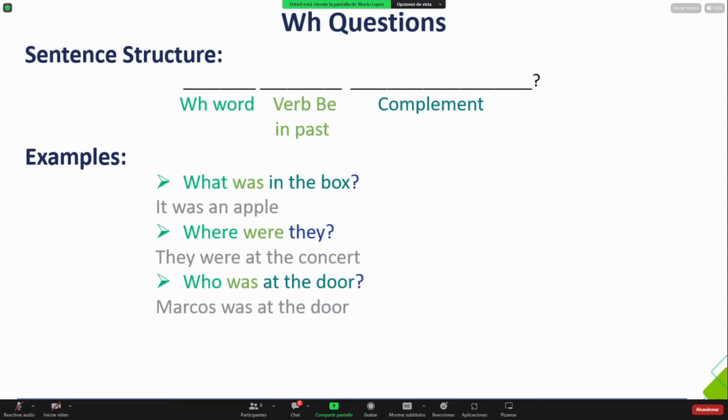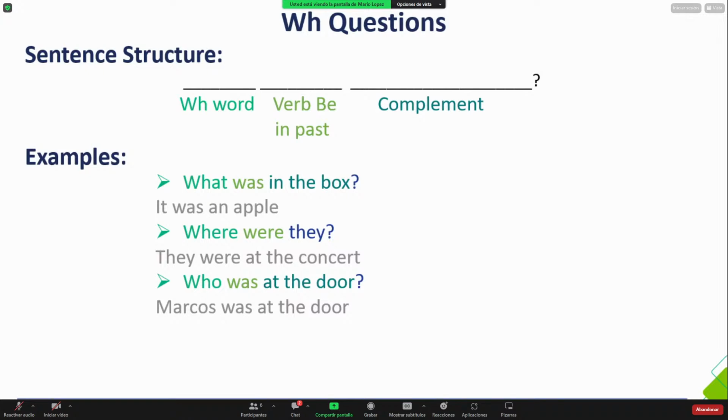¿Ves? La respuesta es una oración. En este caso, las respuestas son afirmativas, pero pueden ser negativas también, dependiendo de la pregunta. Pero son oraciones en pasado simple con el verbo to be. La respuesta de la WH question.